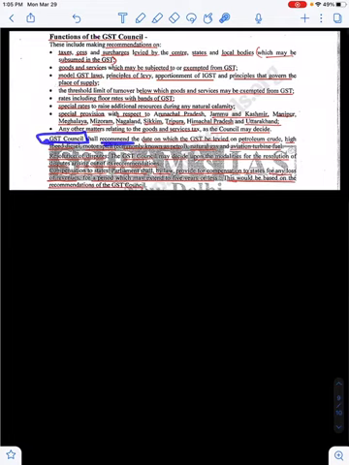The GST Council can also recommend on the date from which the GST can be levied on petroleum crude, high-speed diesel, motor spirit, also known as petrol, natural gas, aviation turbine fuel. Because as of now, these commodities are outside the scope of GST. GST is not levied over these items. So GST Council can recommend on the date from which these items are subjected to the taxation.